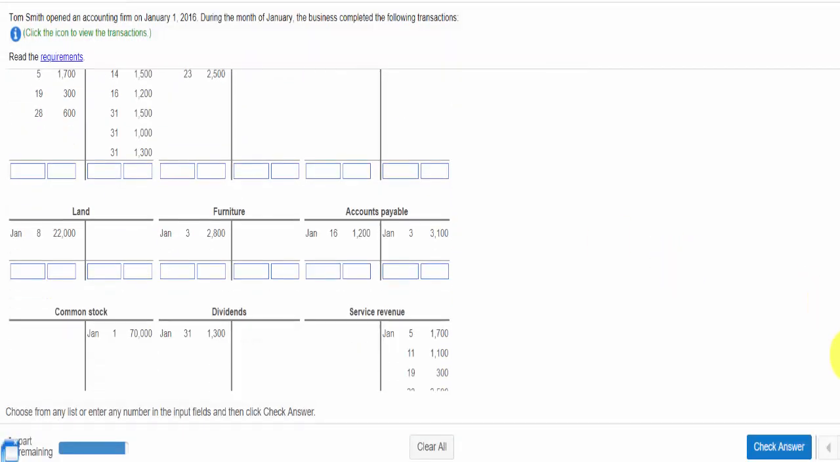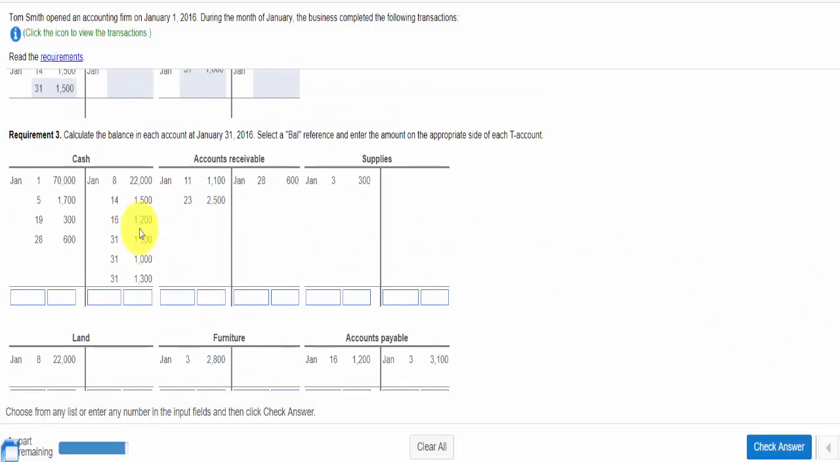Now, after putting these general entries in the T accounts, we need to calculate the balance of each account. If we see requirement 3, calculate the balance of each account as of January 31, 2016, select the balance reference and enter the amount on the appropriate side of the account. Here one thing we will note: the normal balance of asset accounts is on the debit side.